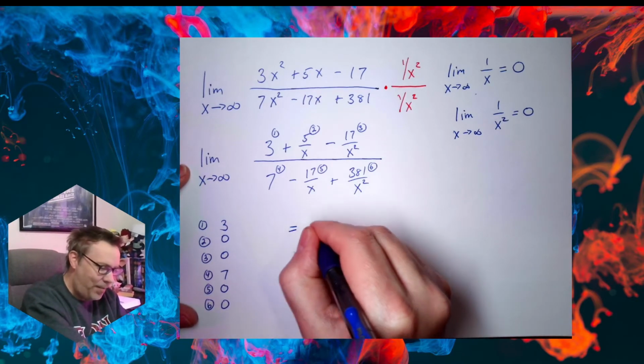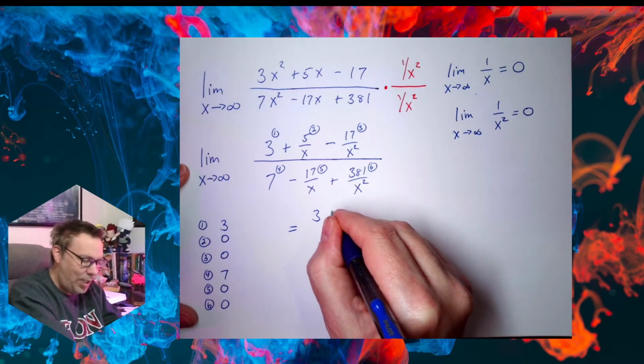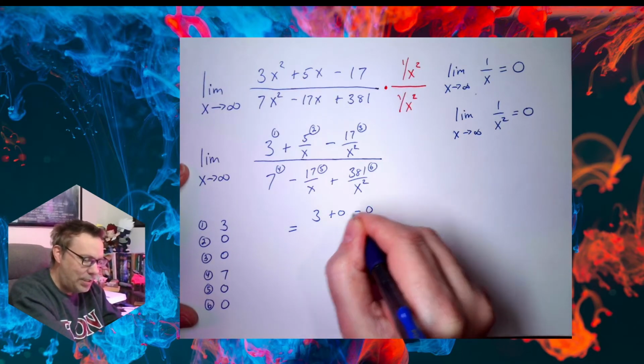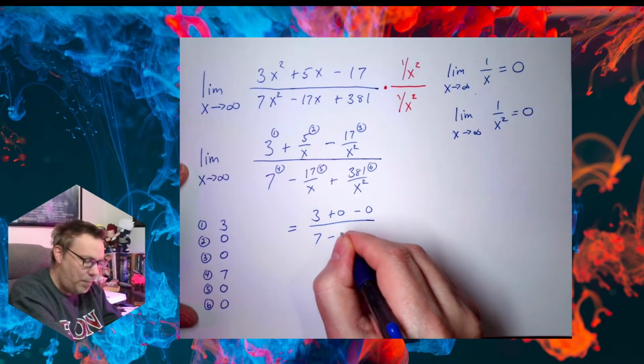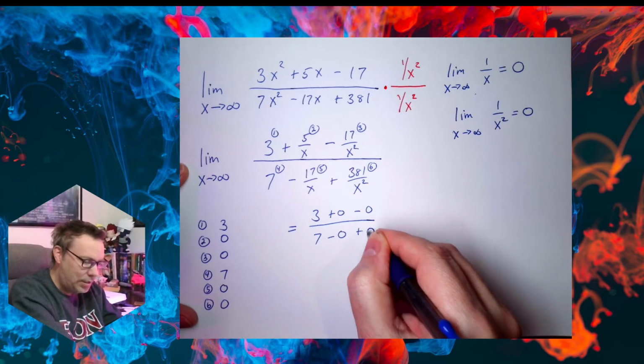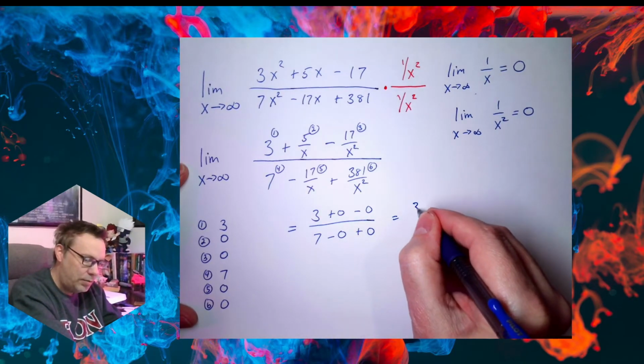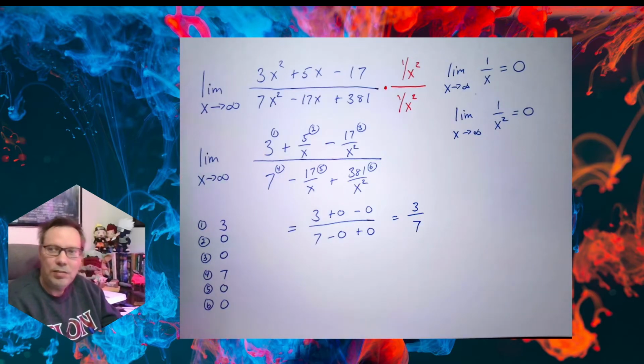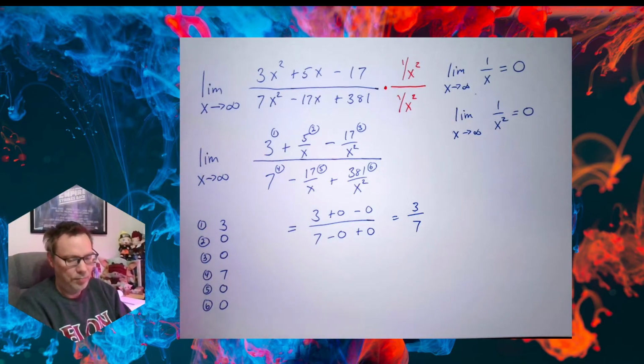So my answer after I take the limit is 3 plus 0 minus 0 over 7 minus 0 plus 0, or 3/7. So this is one example of a limit where x goes to infinity of a rational function.